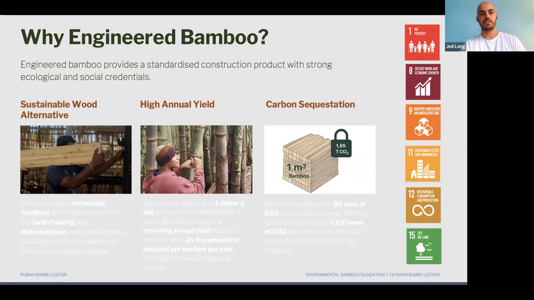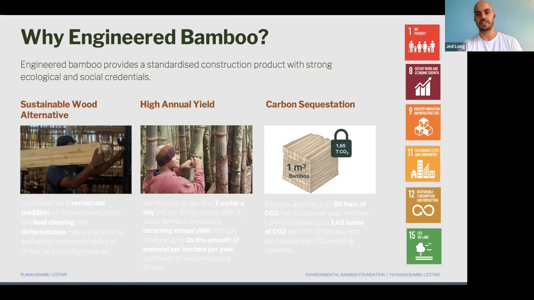And so the reason that we decided to work with engineered bamboo was that there's a very long tradition of utilizing timber as a building material in Indonesia, but with the widespread deforestation that's taken place across the archipelago, it's no longer necessarily a sustainable material. And so we've looked to bring in a laminate bamboo product as a replacement to that. And one of the interesting things about working with bamboo is that it has a very high annual yield. So bamboo can grow very fast. A single bamboo pole would be ready for harvest after about 3 years. But also bamboo, unlike a tree, continues to live once it's been harvested. So it means the farmers growing the bamboo can actually harvest it every single year, which increases their resilience.